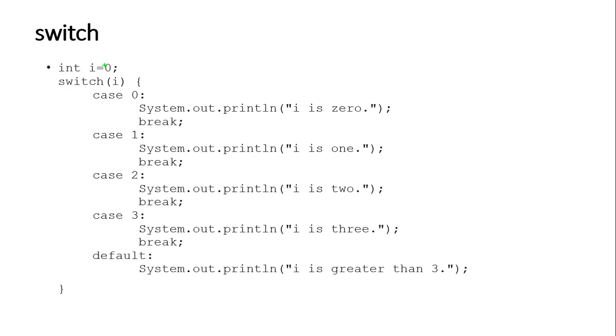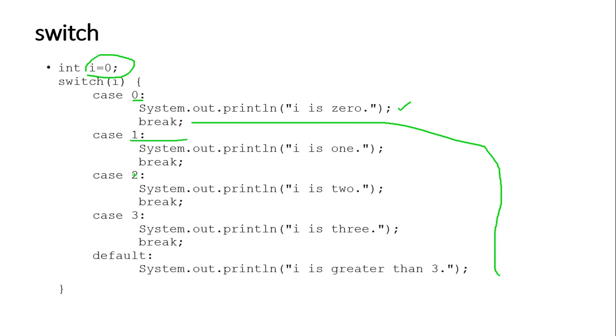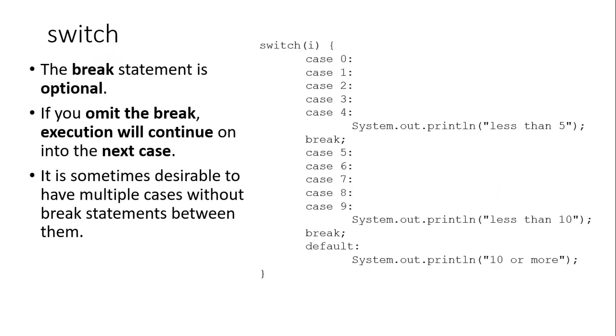Now let's look at a simple example. So here int I is taken as 0. So if I is 0, you're going to print it is 0, and the break will take you out. If I is 1, it's going to print this one, and so on and so forth. We have already seen this kind of example. Now the other one that you've shown here.